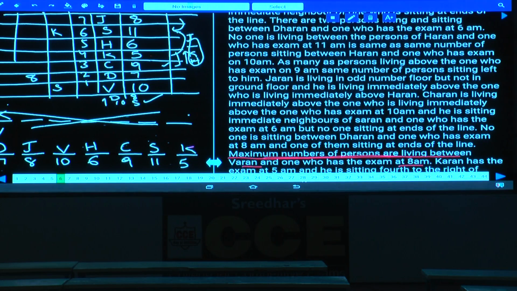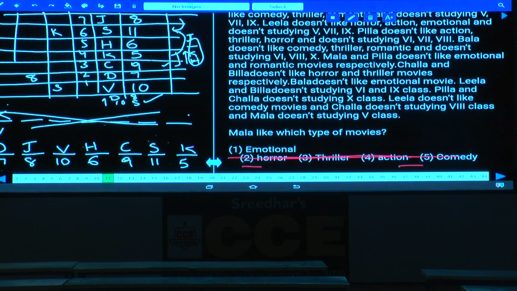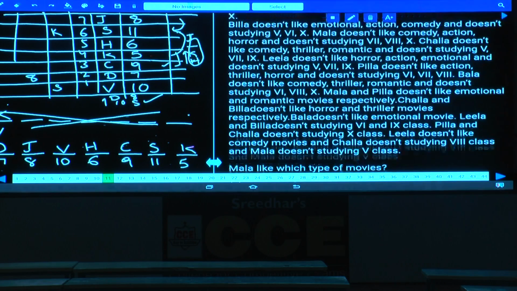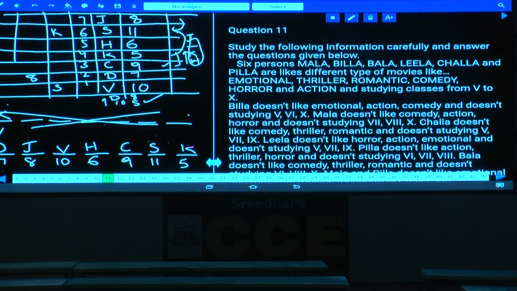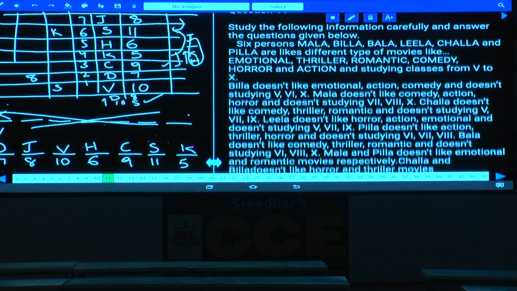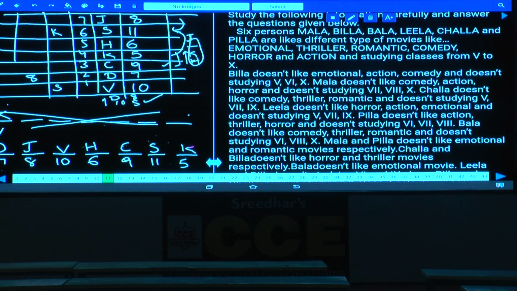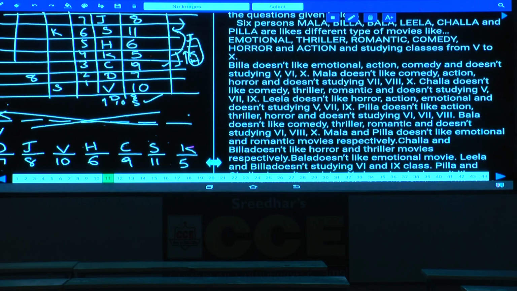11 to 15 is again a puzzle, isn't it? Now in this 11 to 15, what is the information here? 6 persons, Mala, Billa, Bala, Leela, Challa and Pilla, like different movies: emotional, thriller and so on, 6 different movies, and are studying classes from 5th to 10th, again 6 different classes. Now which parameter does it come under? Okay, more than one parameter. Now it is a distribution, hence try to fix these persons in place.